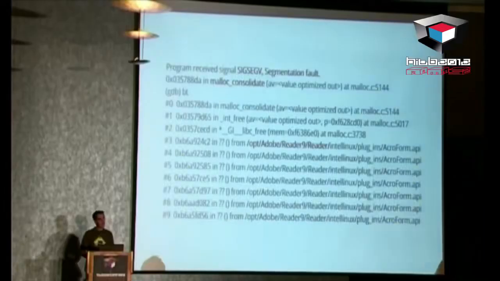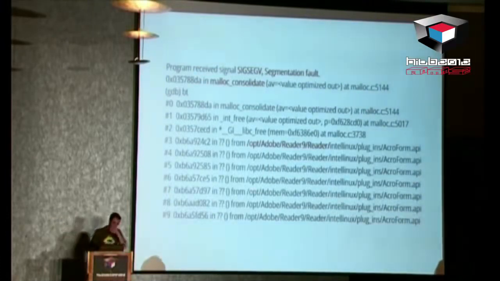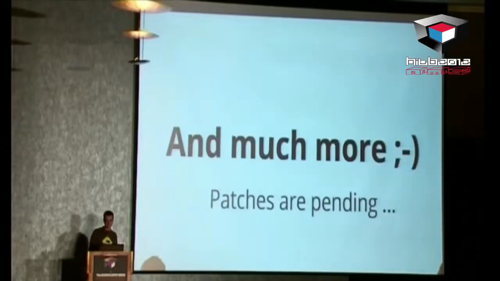This is Adobe Reader 9 under Linux. It seems it's only a crash, but it occurs during the malloc consolidate, so it's heap corruption. And it's not a very nice bug. That's why I'm able to give some information before the release of the patch. But I have some other bugs working very well on Adobe Reader 10 under Windows, which is the latest version, but no patch. So there is much more. There is some WebKit, Oracle, Opera, really a lot of bugs.